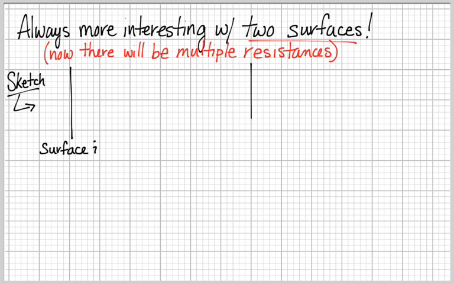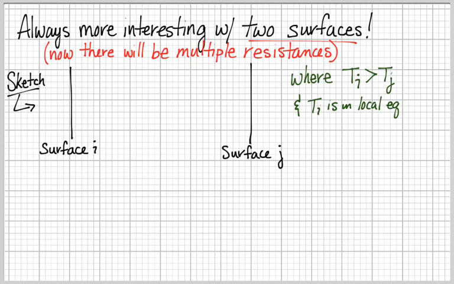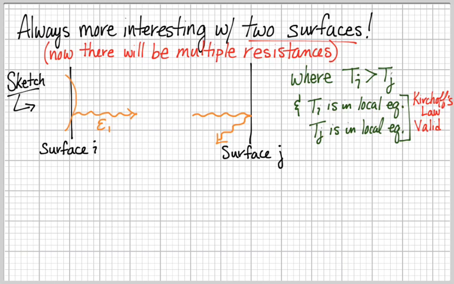So I'll have surface I right here, surface J on the right, where the temperature of surface I is going to be greater than the surface temperature of surface J. They're both going to be surfaces in local equilibrium with their surroundings, so that Kirchhoff's law is going to be valid. Now if I draw the diagram, we're going to have light being emitted from surface I with an emittance epsilon for surface I.